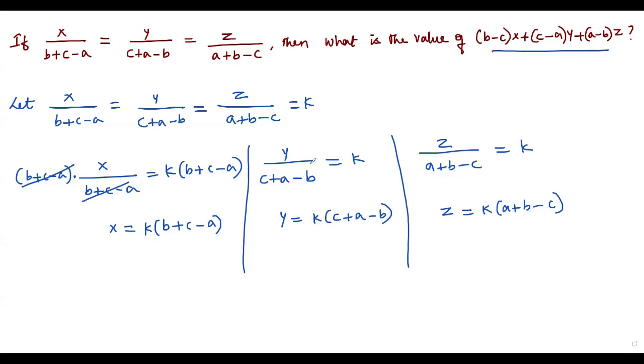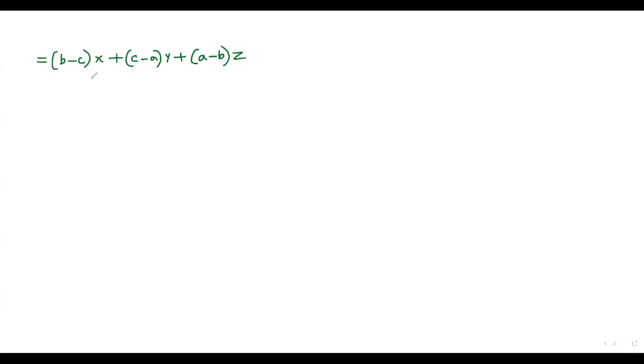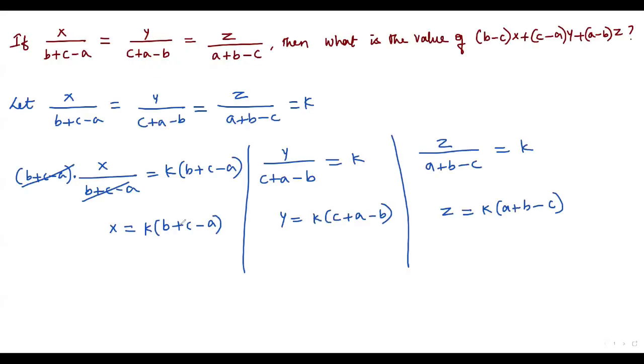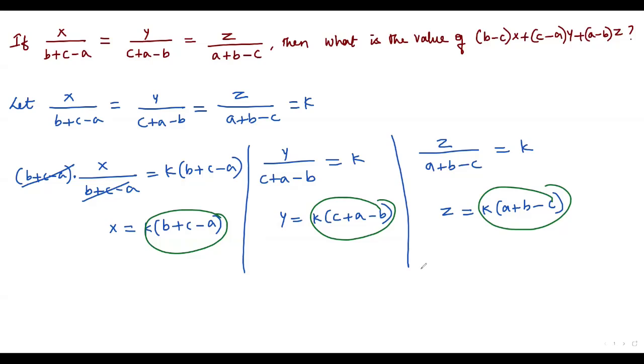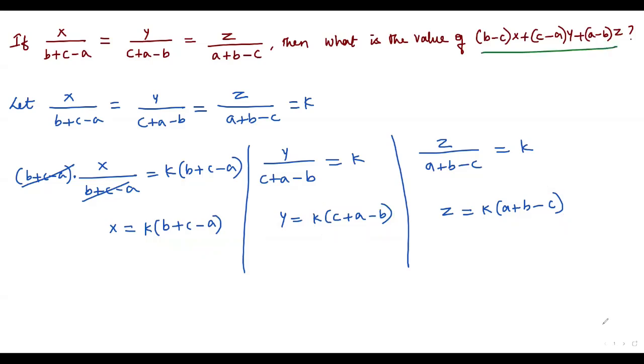Okay, now let me continue on the next page. Let's continue. This is the expression for which we have to find the value according to the question. In this expression, I have the stuff which is equivalent to x, and the stuff equivalent to y and z as well. So for x, we have k times (b + c − a), and for y and z, the stuff we have over here. Now I'm going to plug in these for x, y, and z in the expression for which we have to find the value.